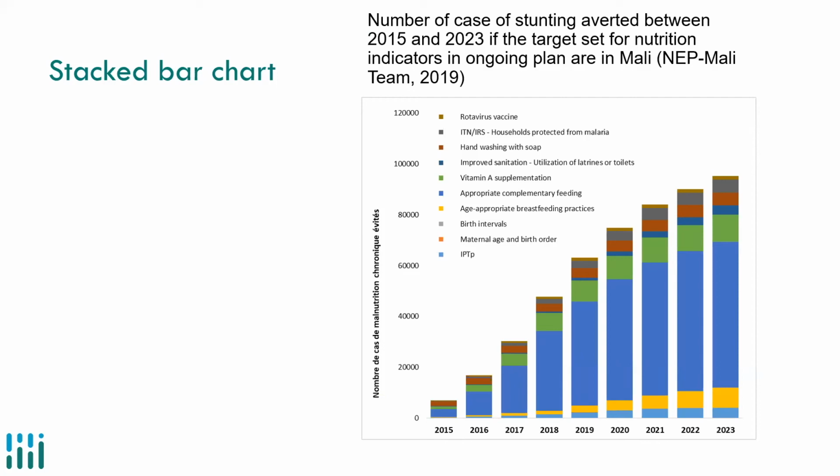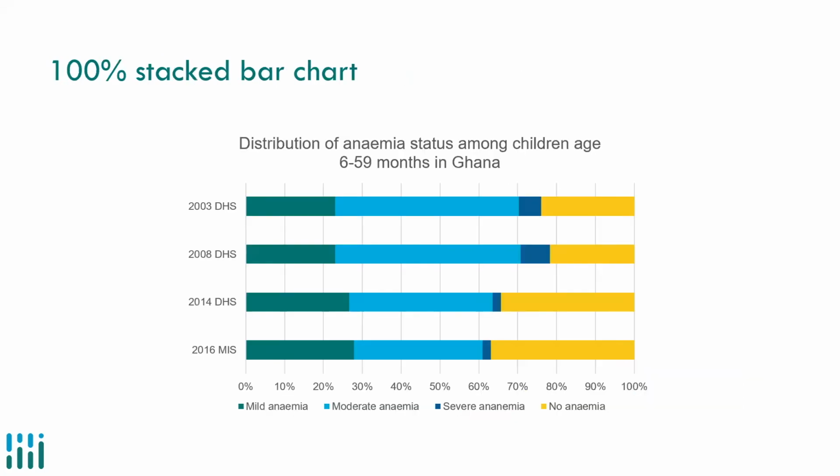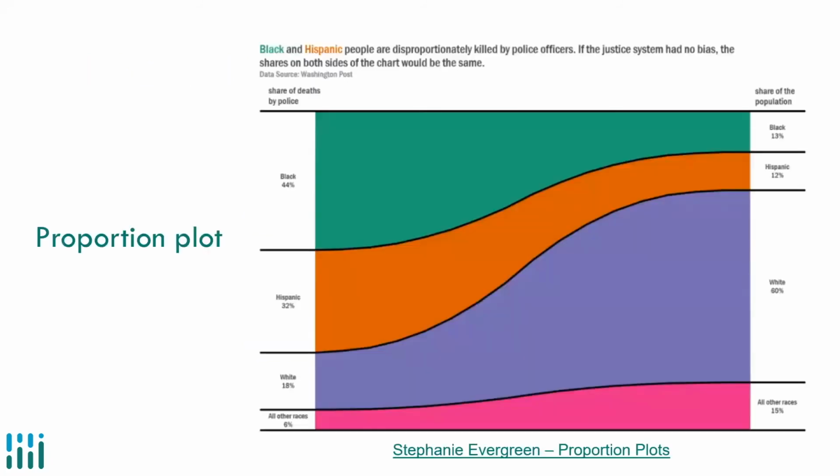So these are alternative examples in terms of a stacked bar chart and a 100% stacked bar chart. This would be most akin to a pie chart, given the 100% categories. And then another strategy could be a proportion plot, comparing estimates within two different categories.